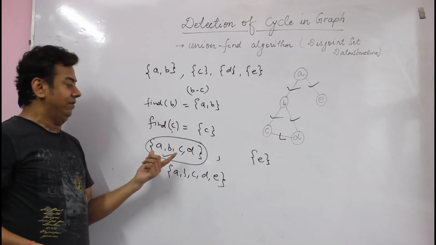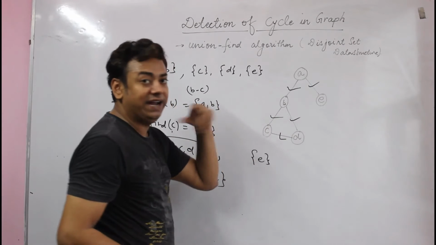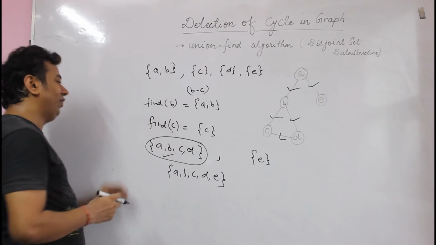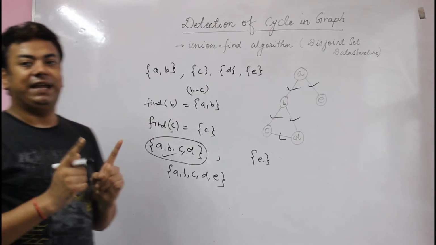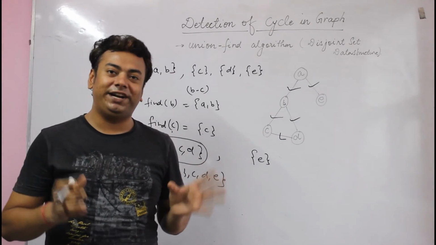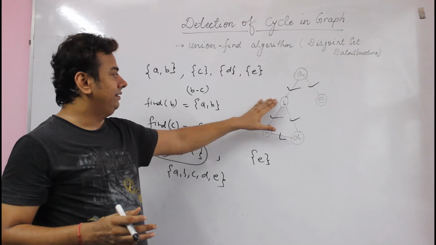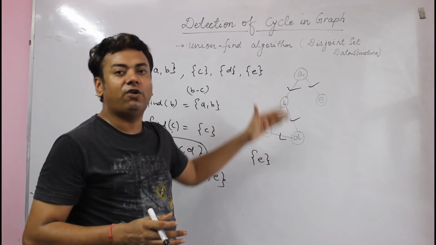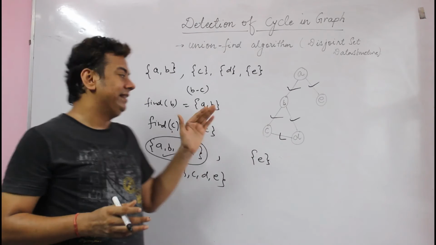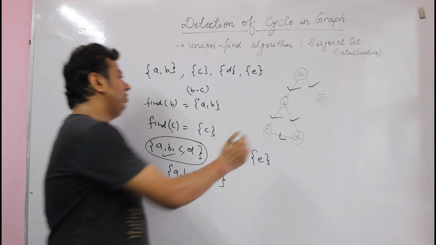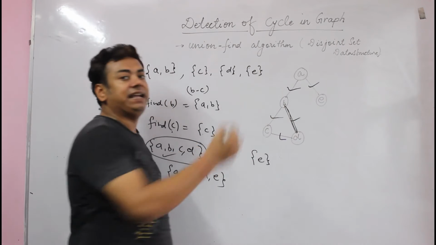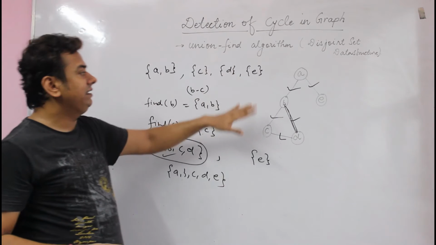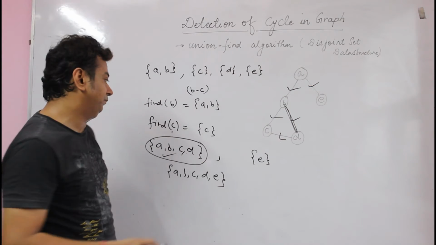So now if find of B is equal to find of D, in that case, if these two are the same, we will not union because they are already unioned. The point where we encounter that the finds of these two nodes are equal, that is the cycle. So this edge includes the cycle. So we also find which edge is contributing to the cycle in the graph.